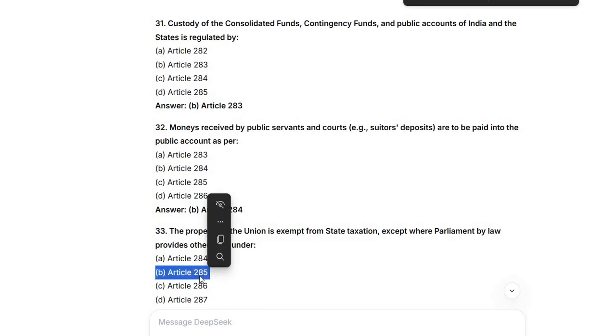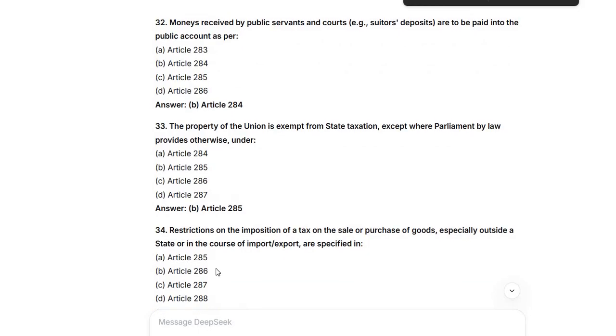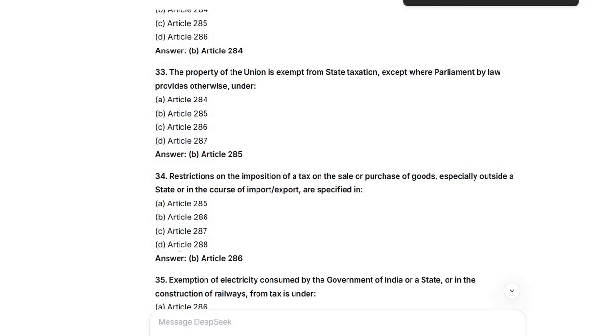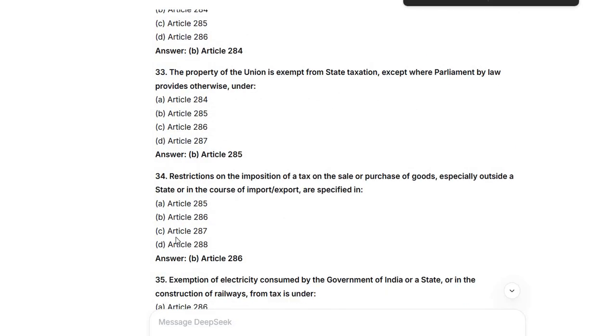Article 285. 34. Restrictions on the imposition of a tax on the sale or purchase of goods, especially outside a state or in the course of import-export, are specified in... Taxes on the sale or purchase of goods in the course of interstate trade or commerce are levied and collected by the Union, but assigned to the states under Article 269.